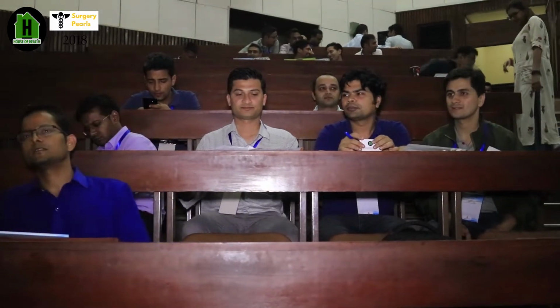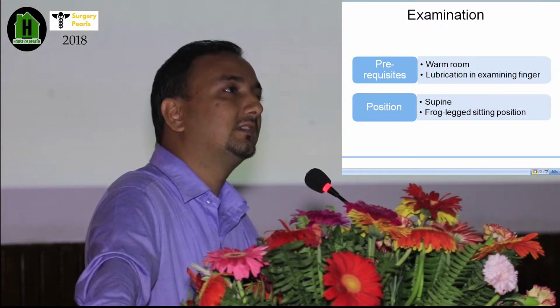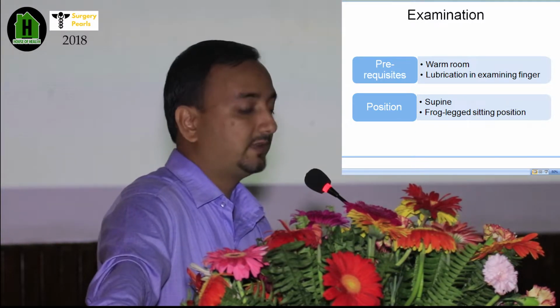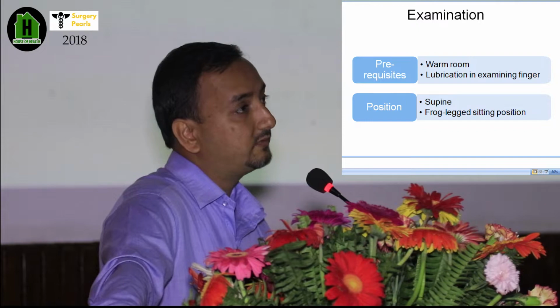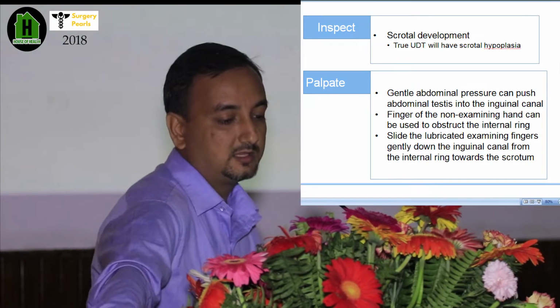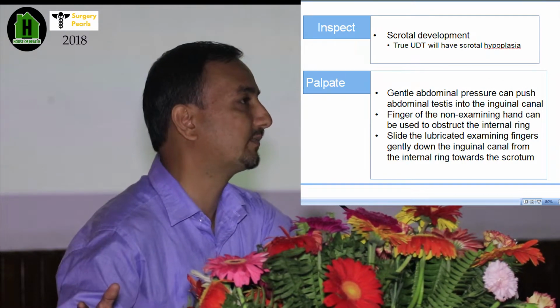So for examination, the prerequisite is a warm room, because as you all know, cold will cause shrinkage and increase cremasteric reflex, and the testis will come up. And lubrication on the examining finger is important. We examine in two positions: one is the supine position, and the other is the frog-legged sitting position. First is inspection. We inspect the scrotal development. A true undescended testis will have scrotal hypoplasia. You will find that the scrotum is flat, there is loss of rugosity. That signifies that the testis has never descended into the scrotum.